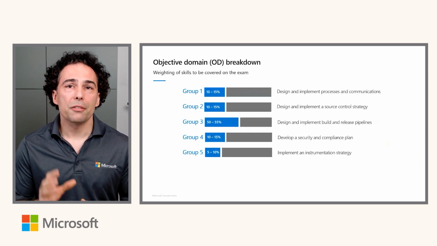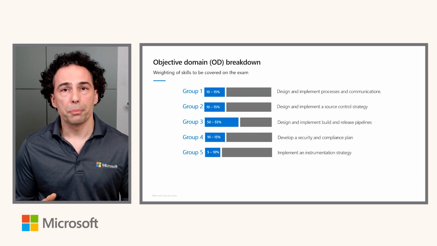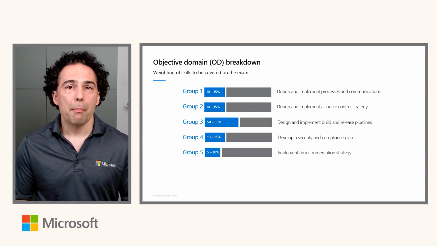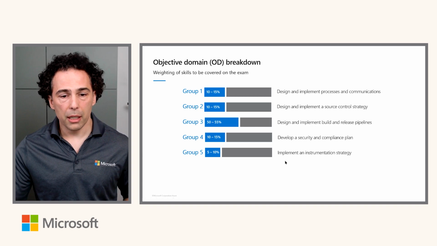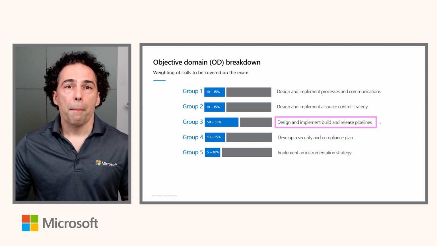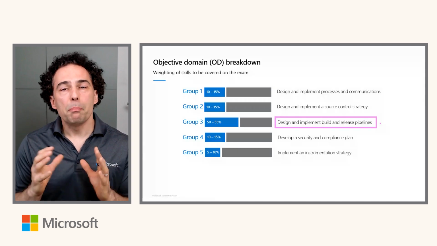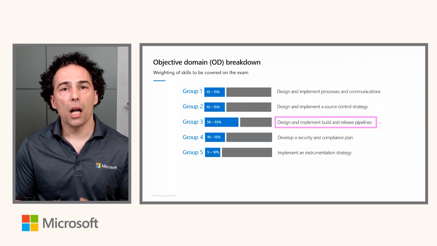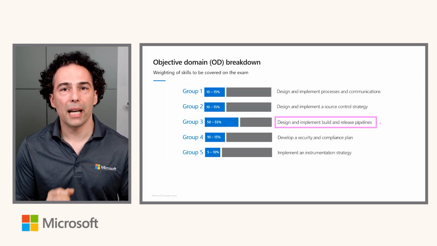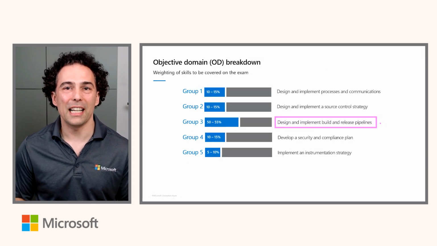This video series has 5 episodes and groups. Each group is weighted, meaning how many questions you'll get from each group in an exam. Pay attention to this group here, design and implement build and release pipelines, because it has the most questions and covers a lot of topics. But don't neglect the other groups. Every point counts to get the passing score in the exam.